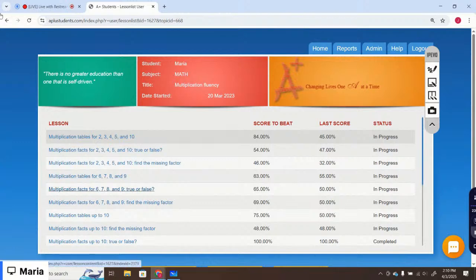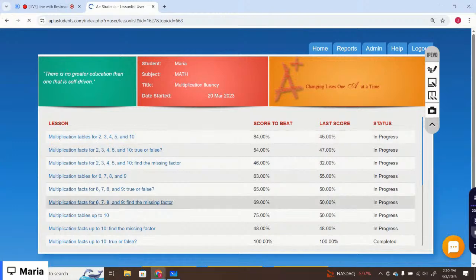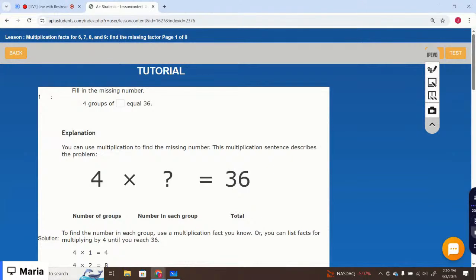Let's just start with the next lesson, that is multiplication facts for 6, 7, 8, and 9, find the missing factor. Find the missing number. Four groups of dash equals 36. We need to find 4 times what number is 36? So 4 times 9 is 36.